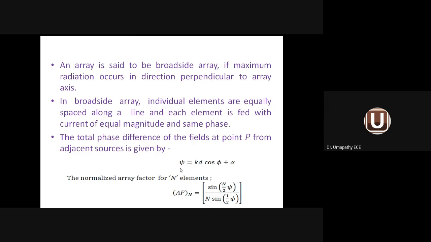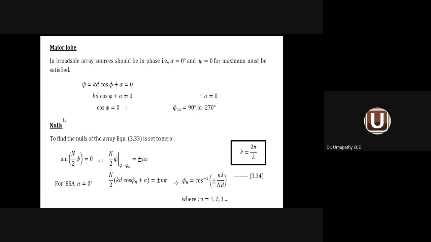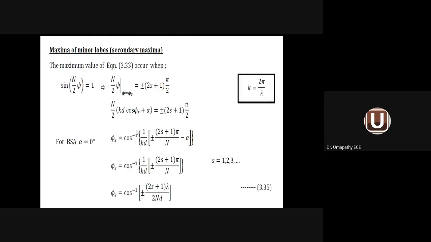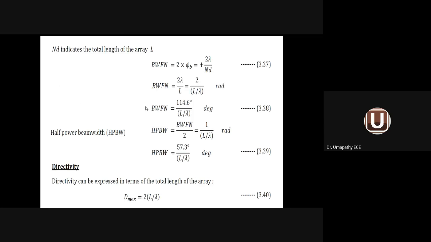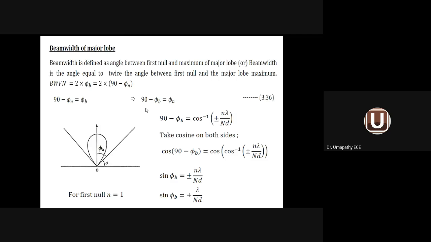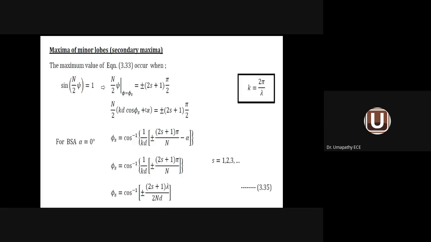We know the total phase difference, psi equal to kd cos phi plus alpha. Normalized array factor equals sin(N/2 psi) divided by N sin(1/2 psi). Now we are going to calculate maxima, null point, then minor lobe point, that is called secondary maxima, beam width and directivity. Five factors we are going to determine for each antenna array.